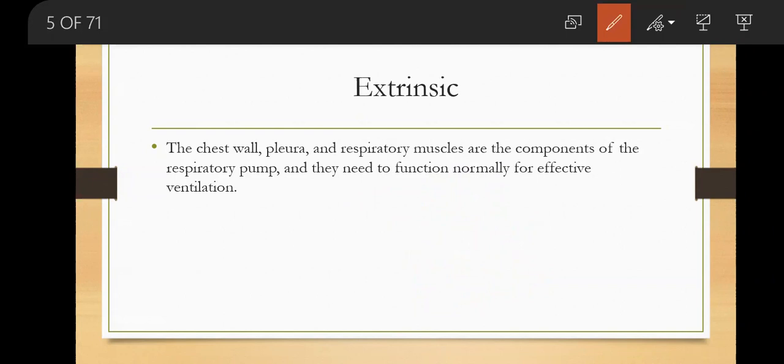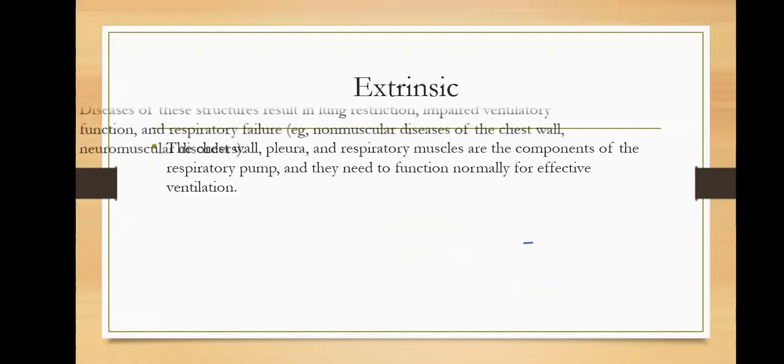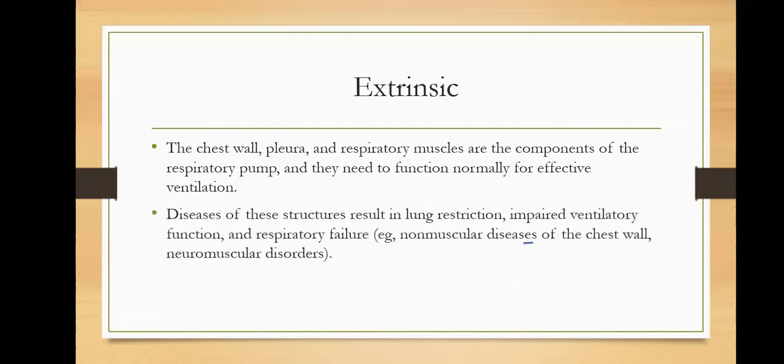impaired ventilation, and respiratory failure sometimes. For example, myasthenia gravis, which causes respiratory failure. And these extrinsic disorders are considered extrapulmonary, and the intrinsic disorders are considered intrapulmonary. So now we're going to talk about the pathophysiology.